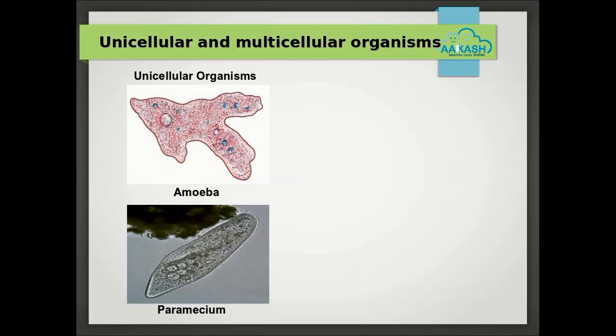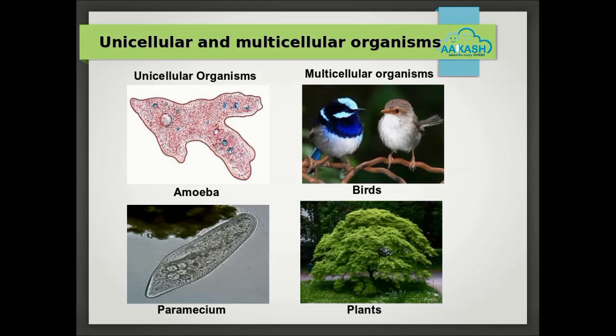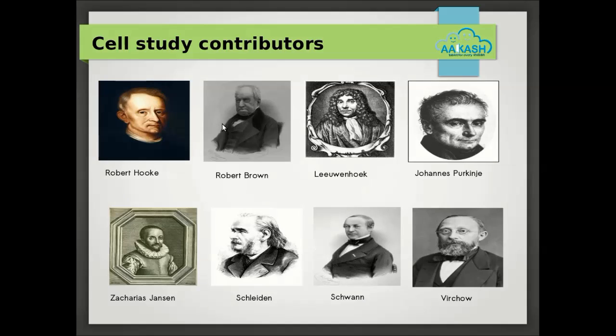Eukaryotic organisms can be unicellular or multicellular. Unicellular organisms are made up of a single cell, are very small and microscopic in nature, and a single cell performs all the functions. Examples are amoeba and paramecium. Multicellular organisms consist of many cells, are macroscopic in nature, and contain specific organs to perform specific actions. For example, all plants and animals. These are some of the important scientists who have contributed to the study of cells.